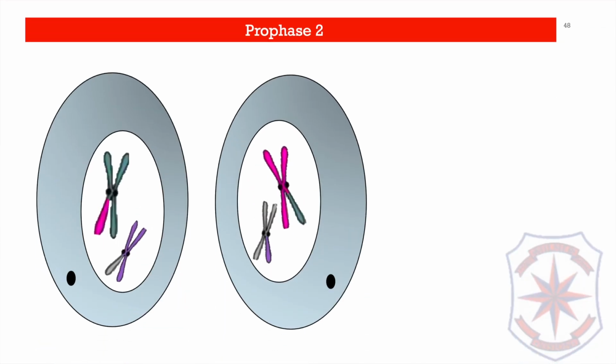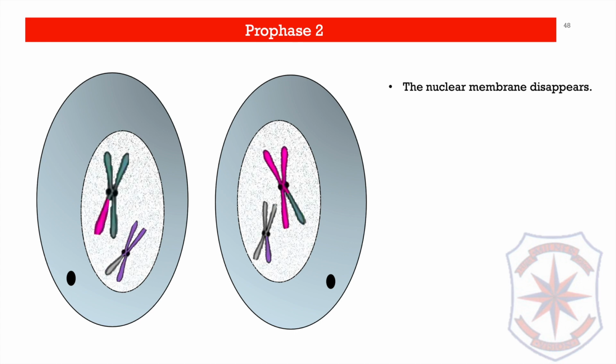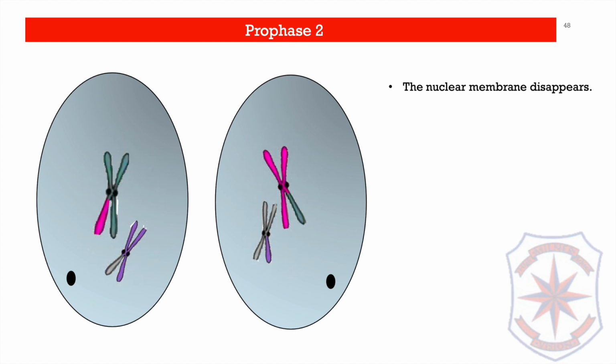Right, so this is where we ended off. 2 daughter cells that are genetically different from each other. They have a haploid number of chromosomes. Okay, so after telophase 1, this is where we ended off. We go directly to prophase 2. Now in prophase 2, what happens? The nuclear membrane disappears again in both cells.